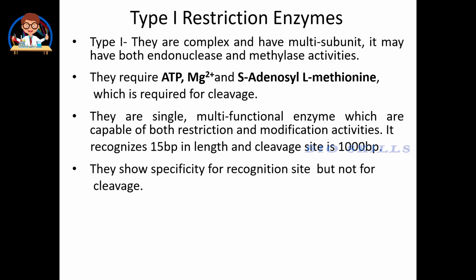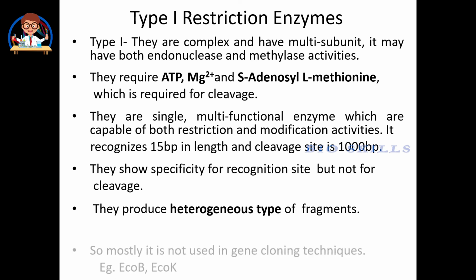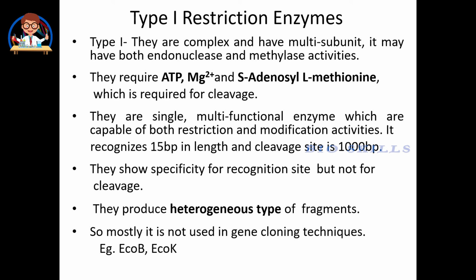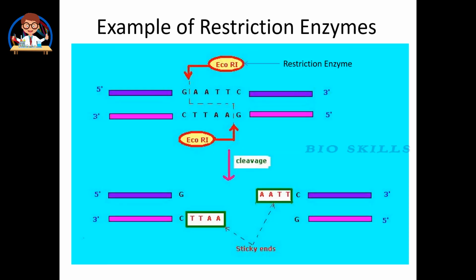They show specificity for the recognition site but not for cleavage. They produce heterogeneous types of fragments. So mostly they are not used in gene cloning techniques. Examples, EcoB and EcoK. Example of restriction enzymes, EcoR1. A restriction enzyme may cleave the restriction site in a specific manner and produce sticky ends.